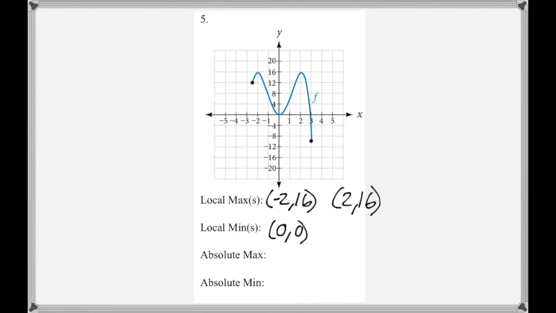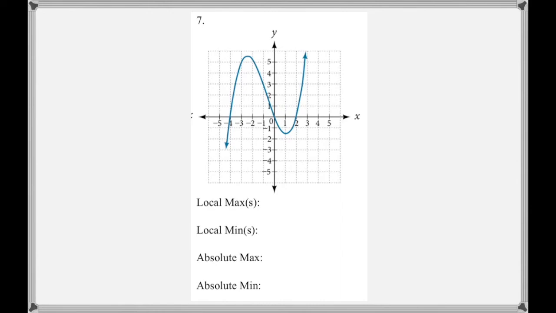Now the absolute maximum, this is just the highest point on the graph, which is 16. And the absolute minimum, that is the lowest point in the graph, which would be right there, which is going to be, I would say 10, negative 10. So a local maximum can be an absolute maximum. A local minimum can be an absolute minimum, but they don't have to be.